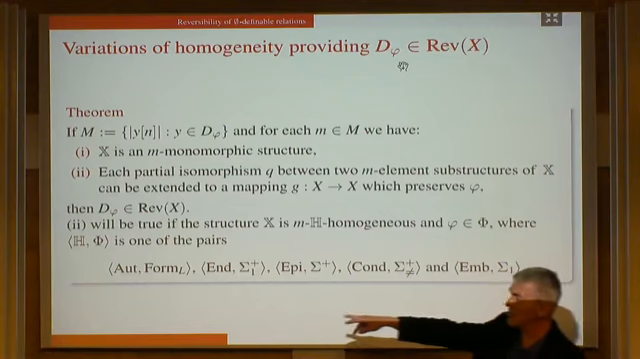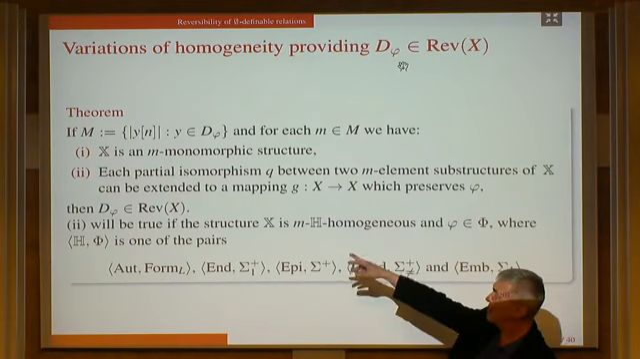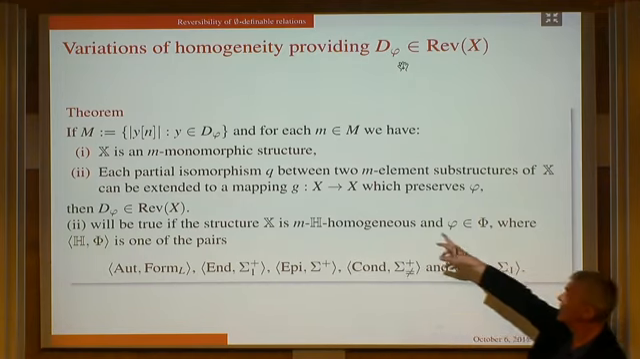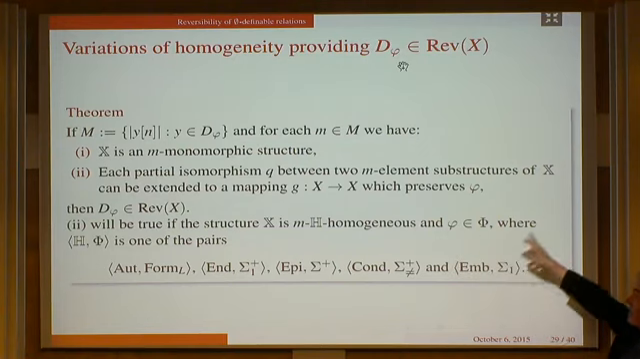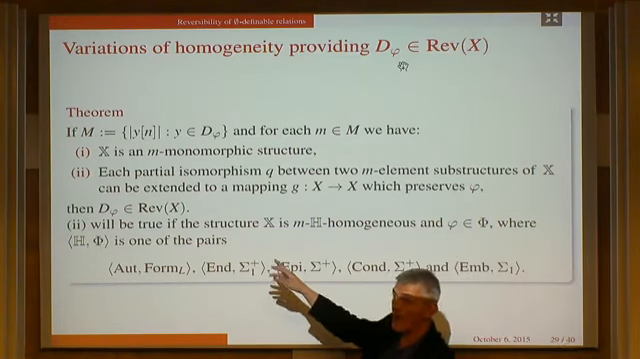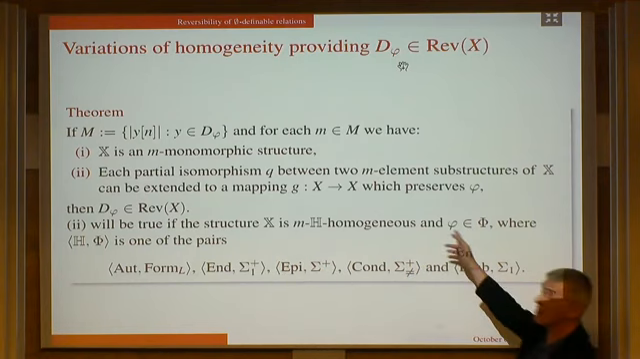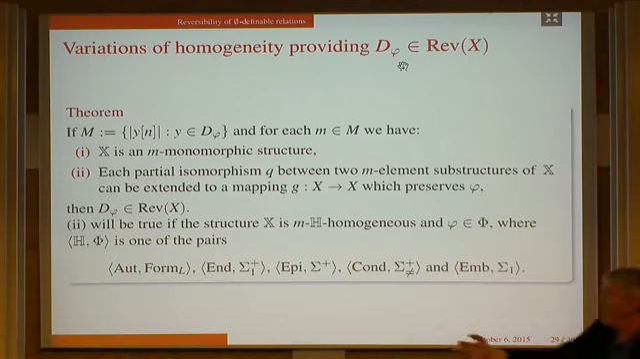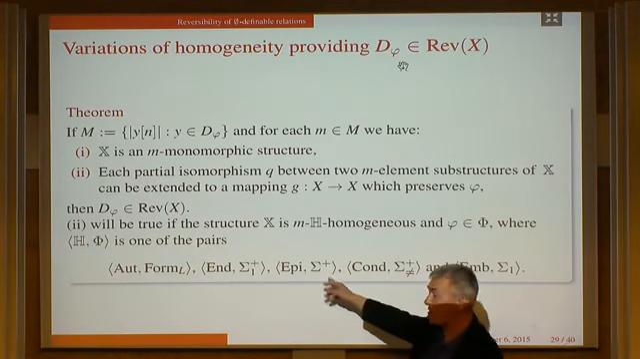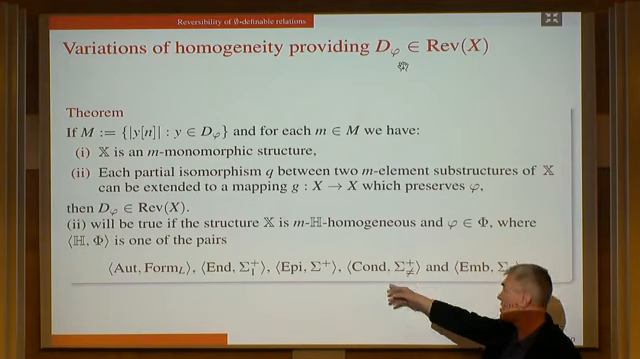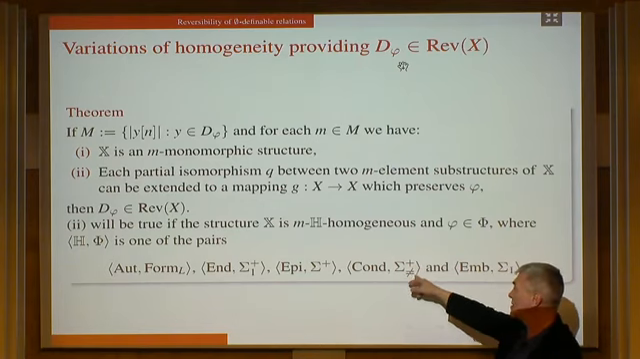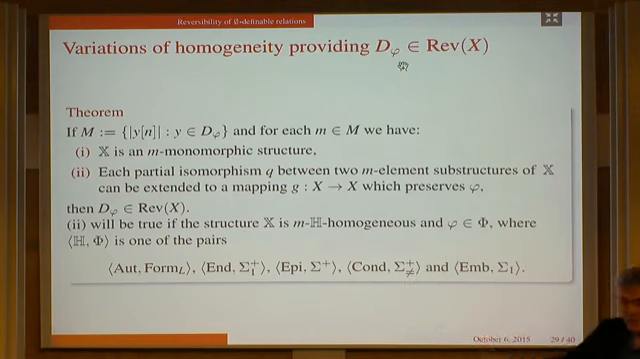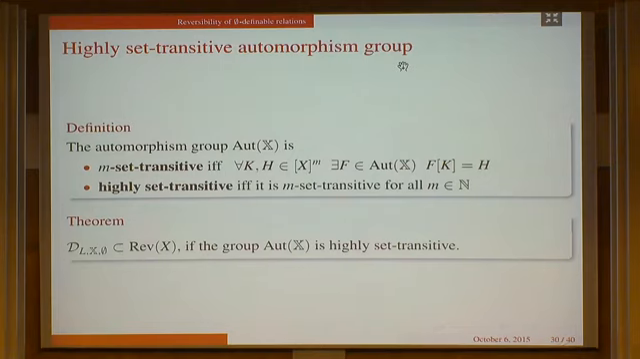This is a generalization, not ultrahomogeneity, but that each partial isomorphism between two finite substructures of X can be extended not to an automorphism, but to a mapping which preserves phi. So, epimorphisms preserve positive formulas. Condensations preserve sigma plus formulas with non-equality, and so on. So, this is another sufficient condition.